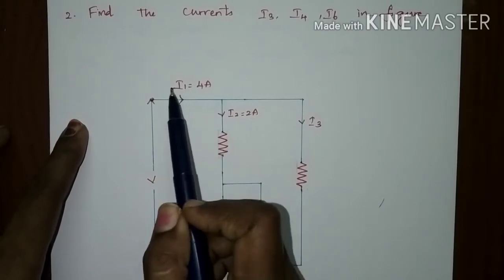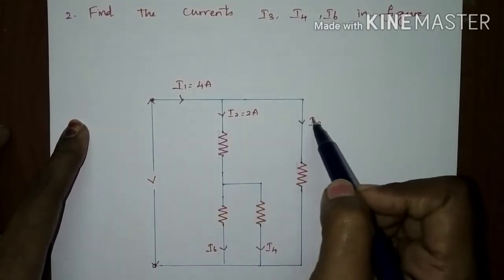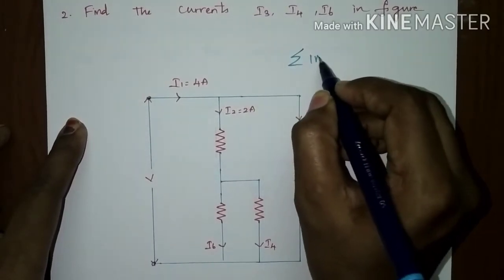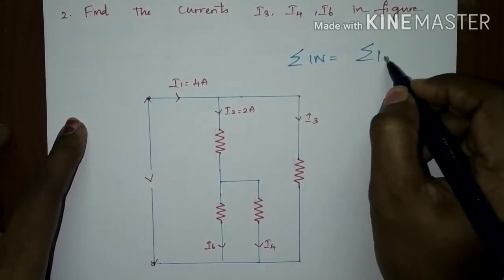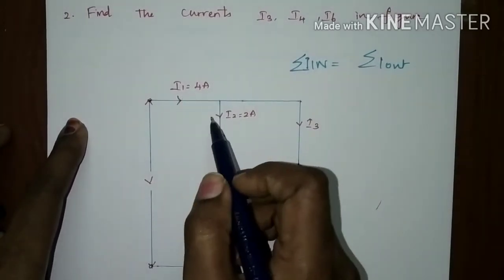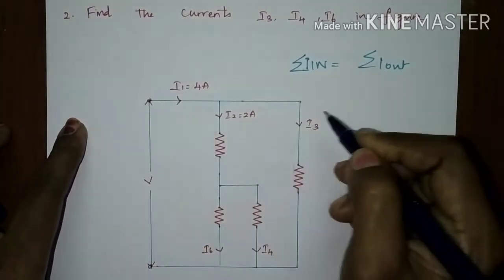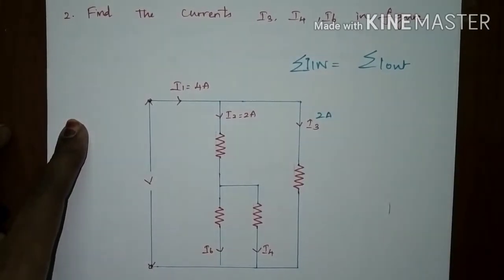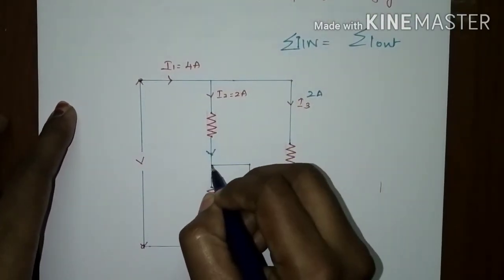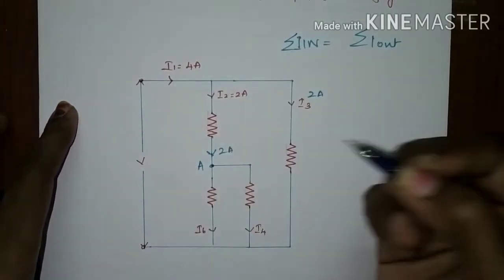The I1 current is 4 ampere, which is incoming. The outgoing currents are I2 and I3. According to KCL, the sum of the incoming currents is equal to the sum of the outgoing currents. So 4 ampere is incoming, 2 ampere will be leaving as I2, and the remaining 2 ampere will be leaving as I3. Assume this node as A; 2 ampere current is incoming.